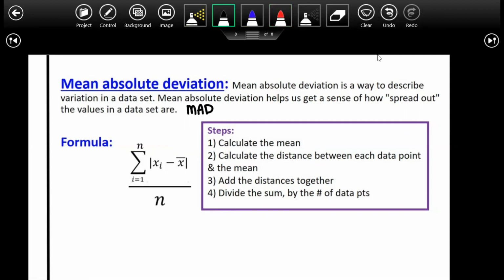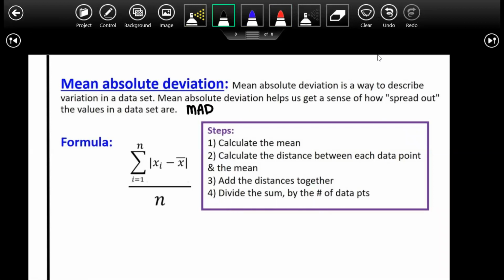Now, right now it might not make sense, and I get that. We have to put context to it so we can understand what we're doing here. The larger the MAD, the further away the numbers are from the mean, meaning the more spread out the data points are. And again, you're like, that doesn't make any sense to me. We'll make sense of it.